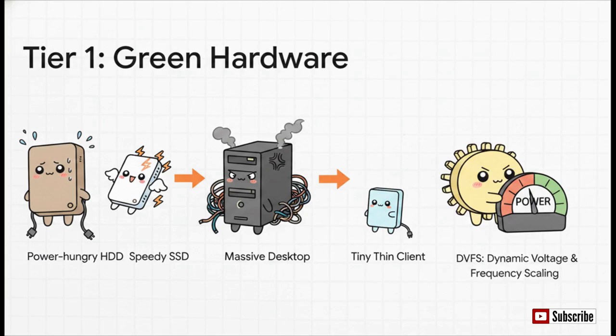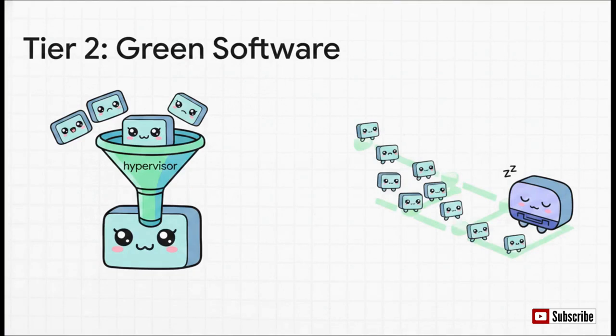For Tier 2, we move up the stack and focus on software and virtualization. This is where you explain how using hypervisors lets you consolidate, say, 10 physical, power-draining servers into just one massive virtualized server. That directly eliminates a ton of idle power waste. You can also bring up energy-aware algorithms that smartly route network tasks and automatically put unused ports to sleep.